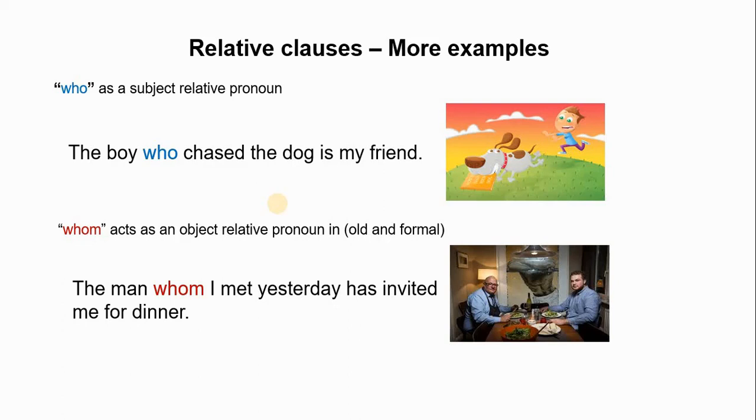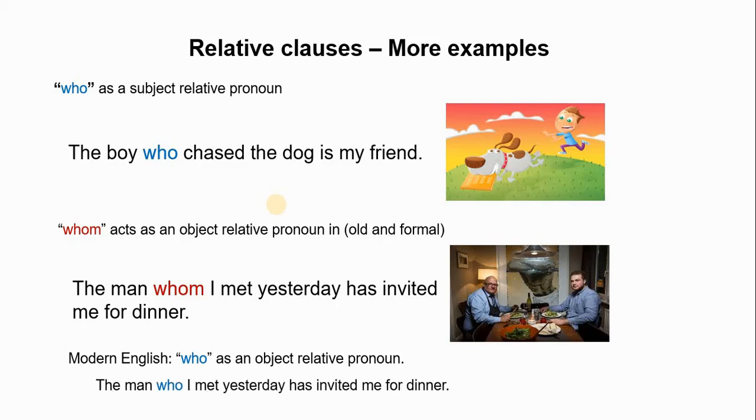Alright? But remember, this is only rarely used in very traditional formal English. It's not very common in everyday English. In modern English, we prefer who as an object relative pronoun. So we say, the man who I met yesterday has invited me for dinner. WHO. Alright? So, I hope that it is clear for you for relative clauses.